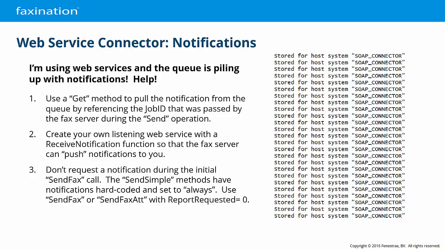1. Use a GET method to pull the notification from the queue by referencing the job ID that was passed by the fax server during the send operation. 2. Create your own listening web service with a receive notification function so that the fax server can push notifications to you. And 3. Don't request a notification during the initial send fax call. The trap here is that the send simple methods, which new programmers are tempted to use, have notifications hard-coded and set to always. Instead, use sendfax or sendfax_att with report requested equals 0.